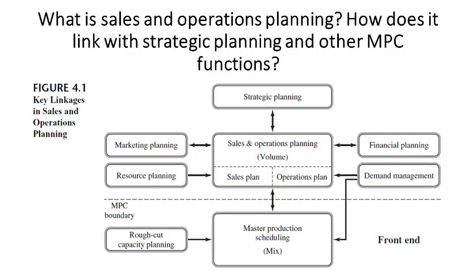Question 1 is what is sales and operations planning? How does it link with strategic planning and other MPC functions? Sales and operations planning is top management's handle on the business. It provides important visibility of the critical interactions between sales, marketing, production, and finance. If sales and marketing wants higher inventories, but top management decides there is not sufficient capital to support the inventories, the operations plan will be so designed.